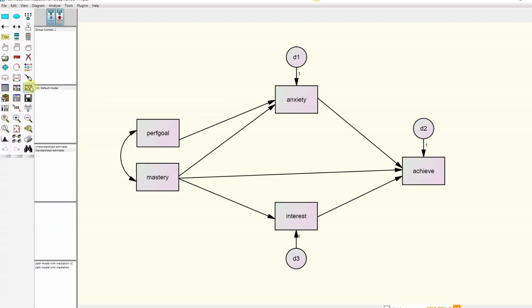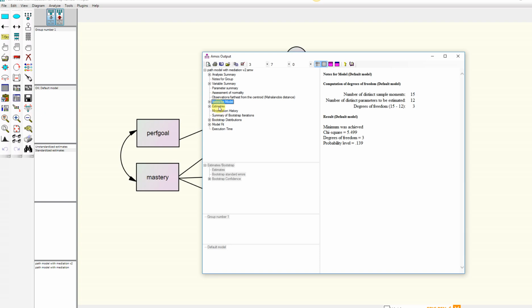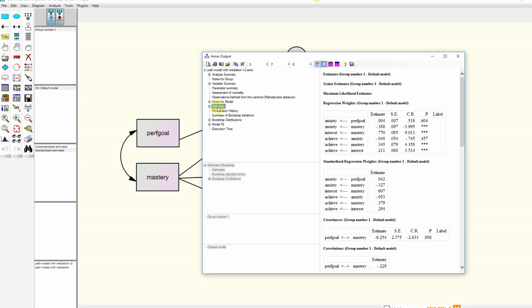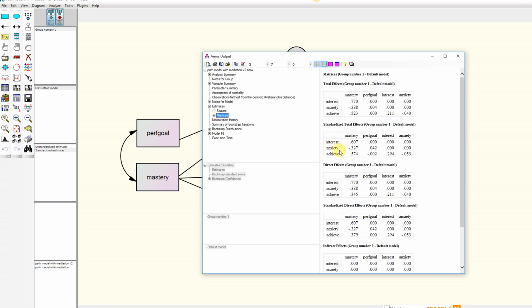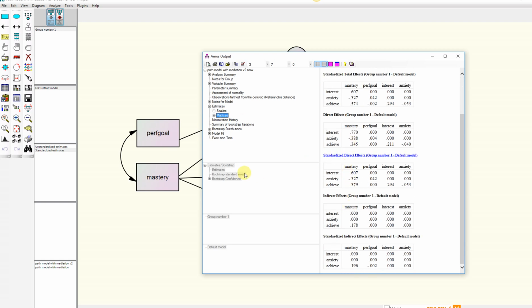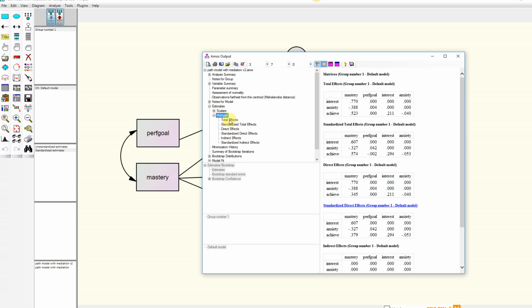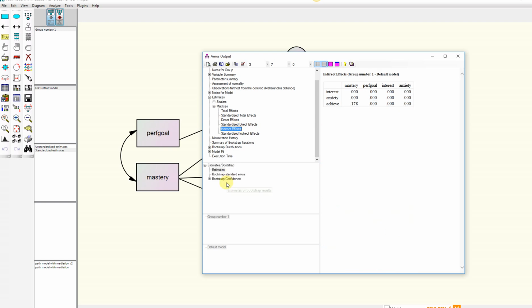In this particular case, when I look at my output, I click on Estimates, and again, if I double click here, click on Matrices, I've got all of my different types of effects. Let's say I want to look at the indirect effects. If I click on this right here, then down here, this little estimates bootstrap section highlights. Right now, the estimate for the unstandardized indirect effect of mastery on achievement is 0.178.